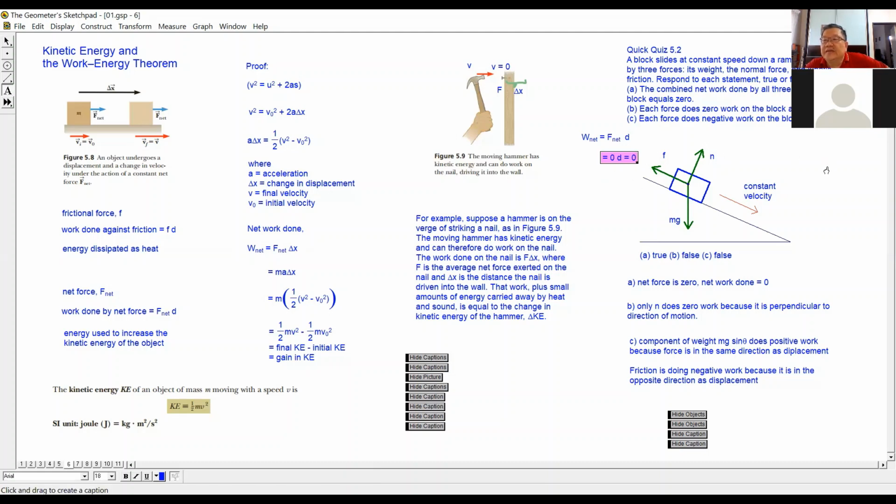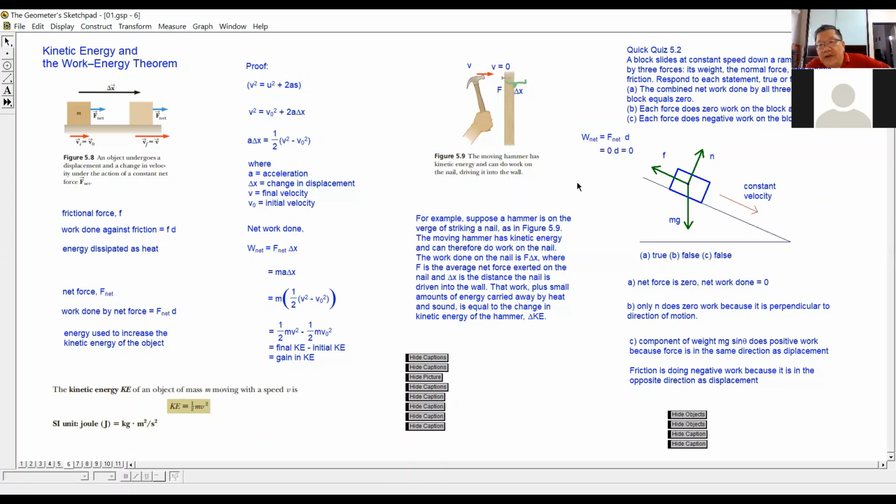So they say the combined net work is zero. What is your answer? True or false? They say the net work done is zero. True. Why? Because the net force is zero. Net force times the distance is also zero. This is true.